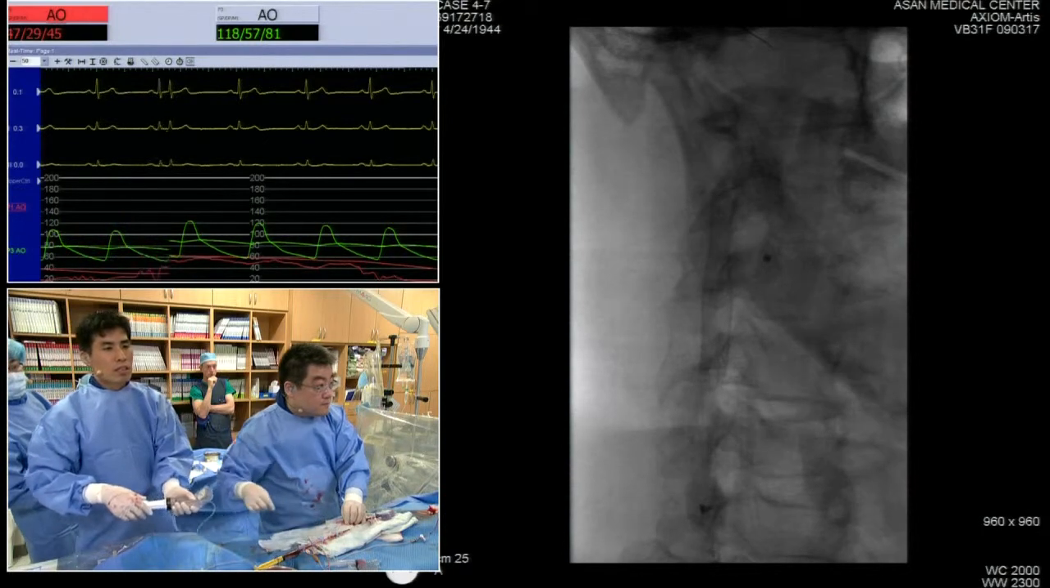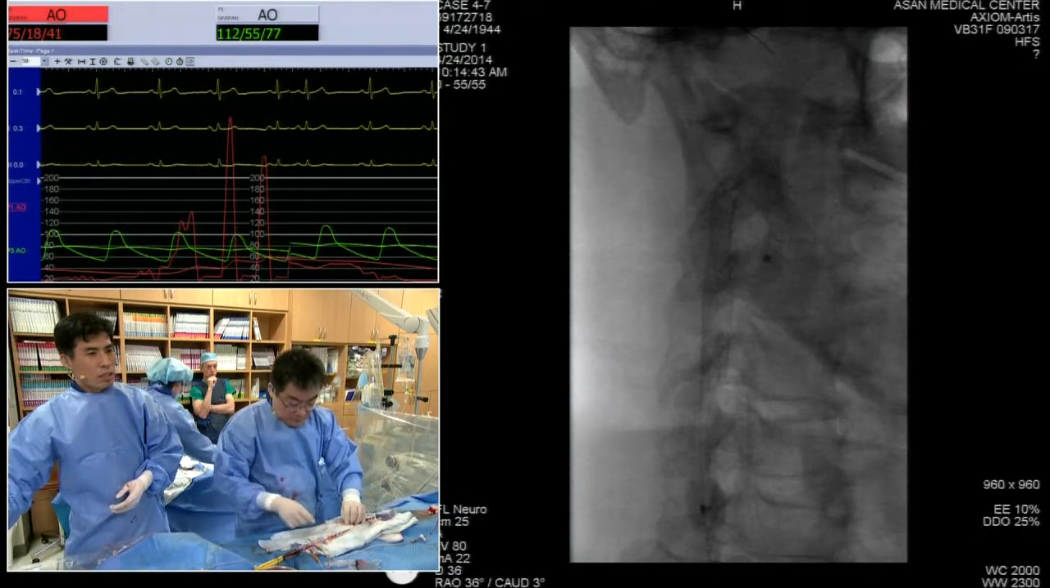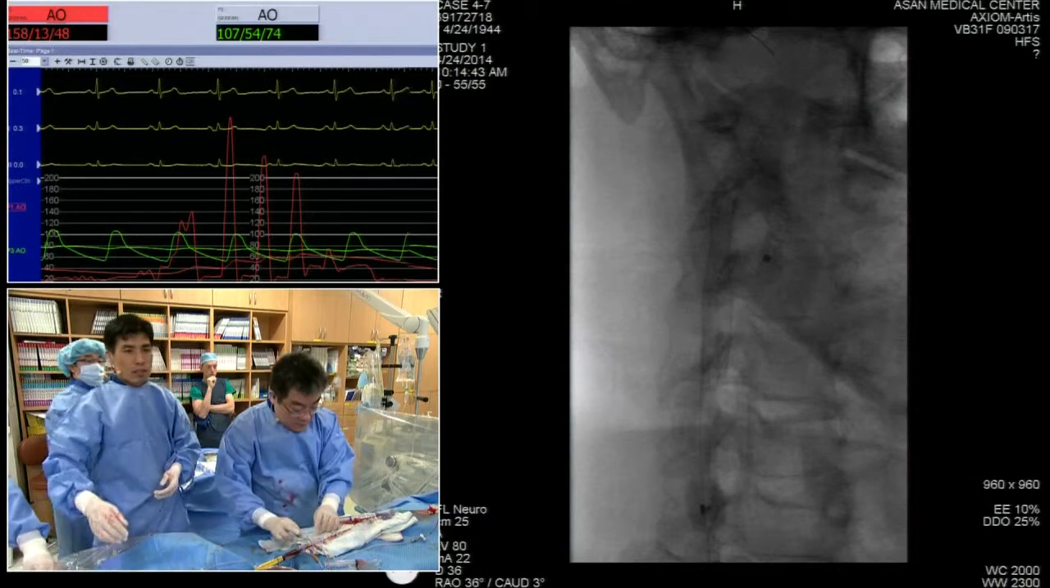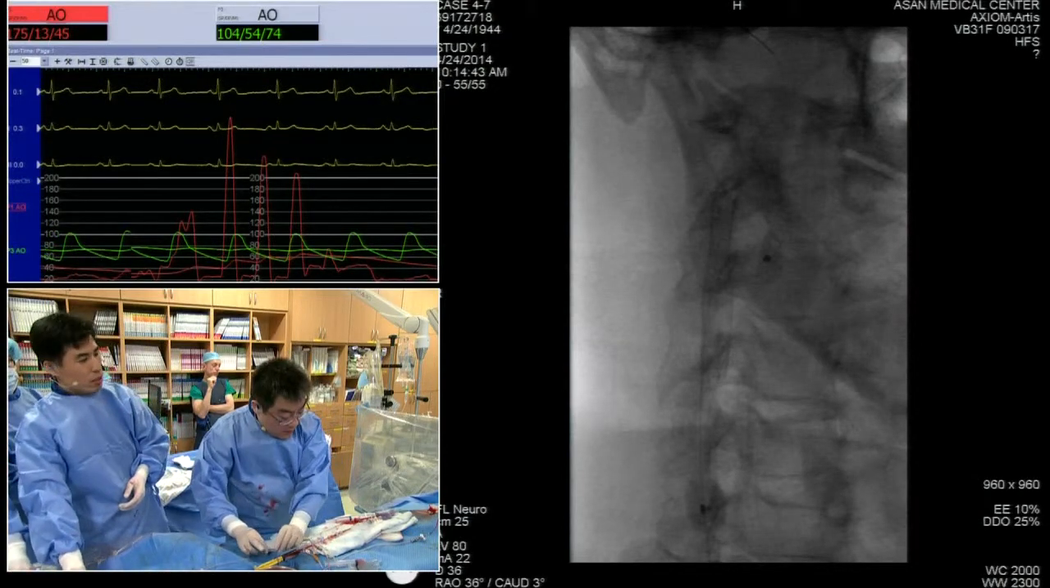The lesion was beyond the bulb, so you don't have too much of a response here. Yeah. Systolic blood pressure is around 100.